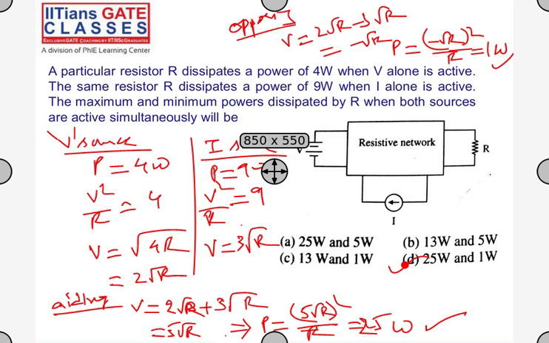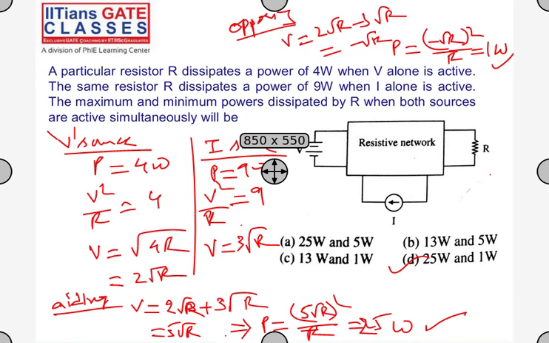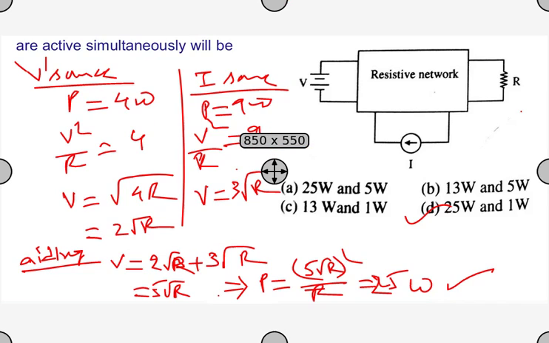You have to convert this 4 watt and 9 watt into voltages or currents. I converted them into voltages here. You can convert them into currents also and find the powers. When both are aiding, the voltages will aid. If you consider currents, the currents will aid. Both the voltages are added here, giving 5 root R.